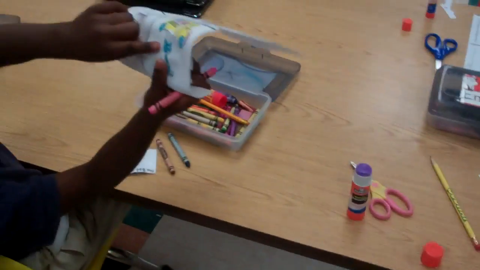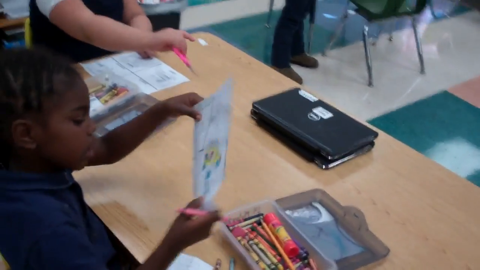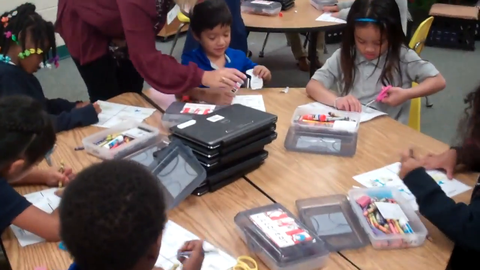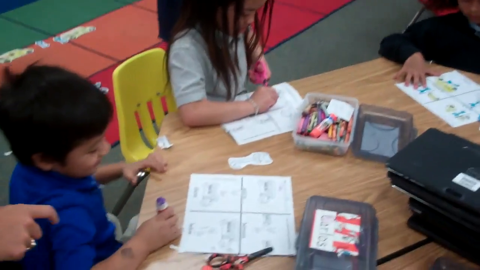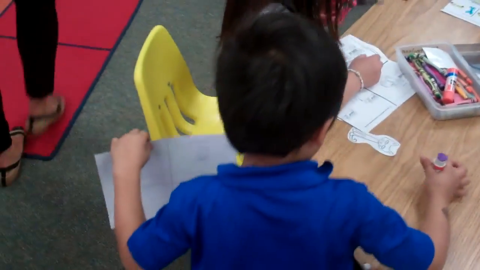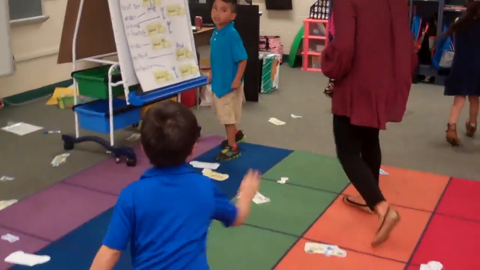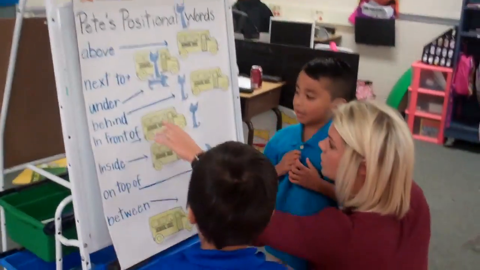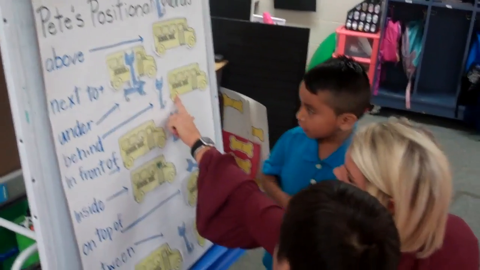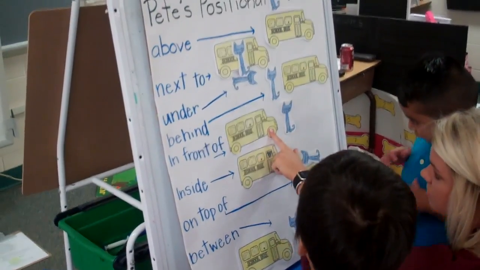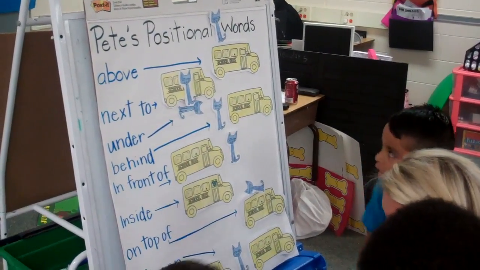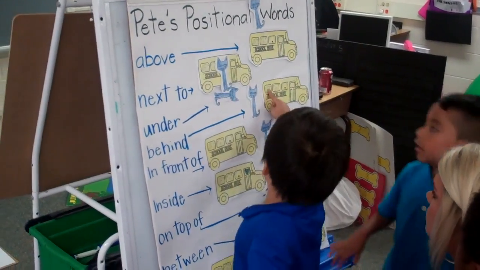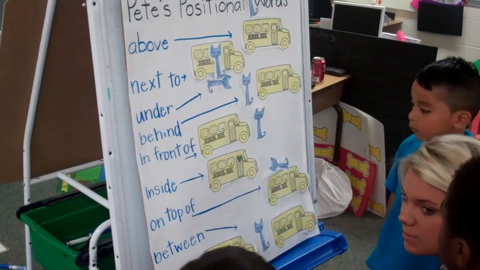See, I did it. This is below. This is beside. This is behind. What's next to? Next to. Let's go look at the chart. You want to go look at the chart? Bring your paper. I'll help you out here. I just told you what to do. So this is behind. This is in front of. So Carlos, where is next to? That's behind. Keep showing me.